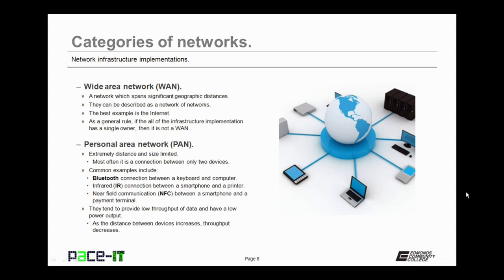Then there is the WAN, the wide area network. Now, a WAN spans significant geographic distances. They can be described as a network of networks. And the best example of a WAN is the internet. So how do you tell when a MAN becomes a WAN? Well, as a general rule, if all of the infrastructure implementation has a single owner, then it is not a WAN. If it's large, it'll be a MAN, and if it's not quite so large, it'll be a LAN.